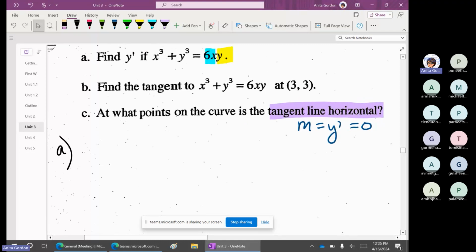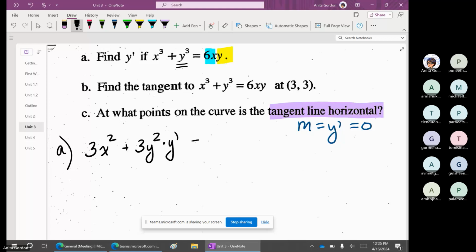Let's start with the derivative. 3x squared, that's the power rule, plus 3y squared times y prime, because this is implicit. On the other side, we have to do product rule, right? Call this G, call this H. Product rule: the derivative of the first, 6, times the second one unchanged, plus the derivative of the second, y prime, times the first one unchanged.